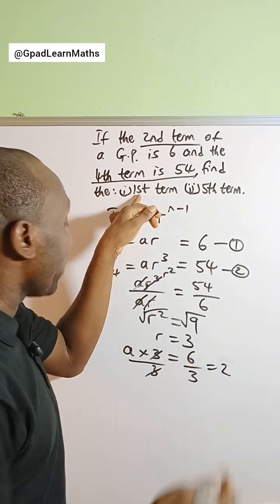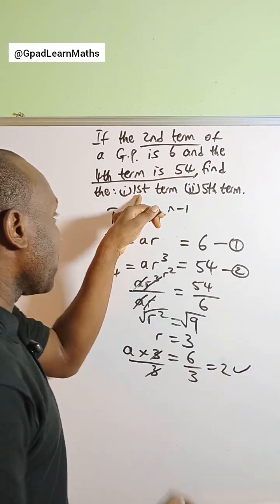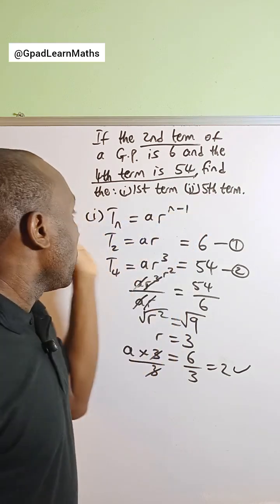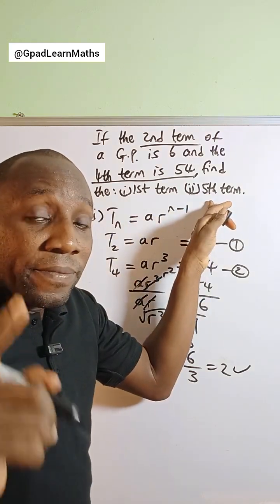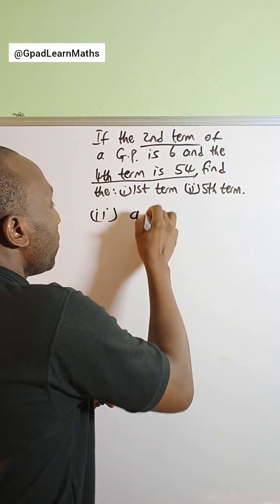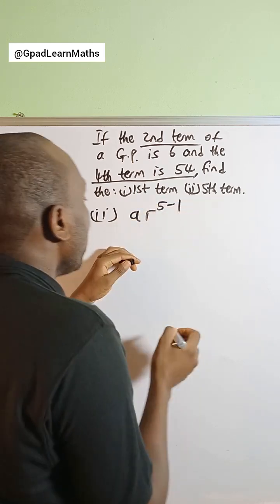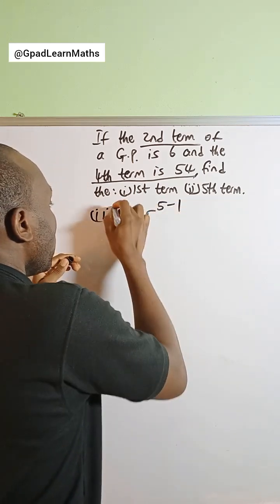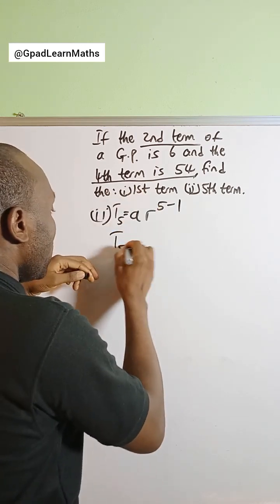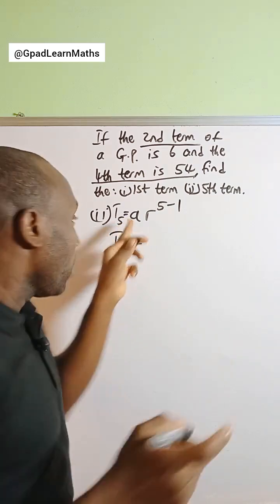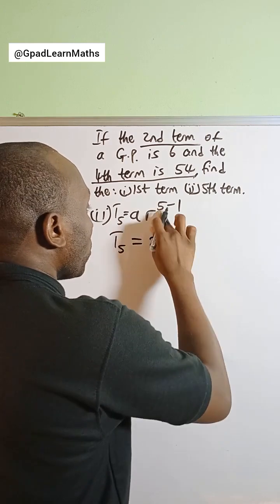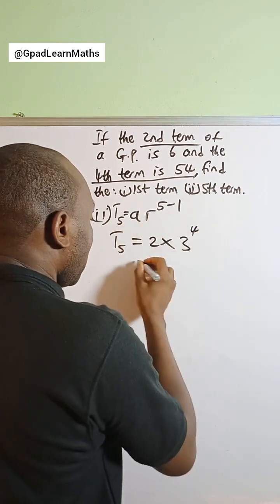Now the first term is already a, so that has been answered. What about the next one? The fifth term. So I'll erase this and calculate the fifth term. The fifth term now, a r raised to what? 5 minus 1. Let me just write T5 here. So this fifth term is equal to a. Remember, a was 2 the other time. The common ratio was 3, raised to what? 4, because 5 minus 1 is 4.